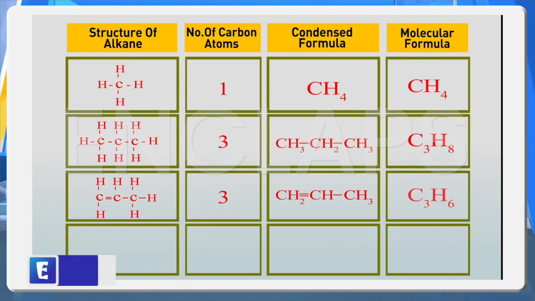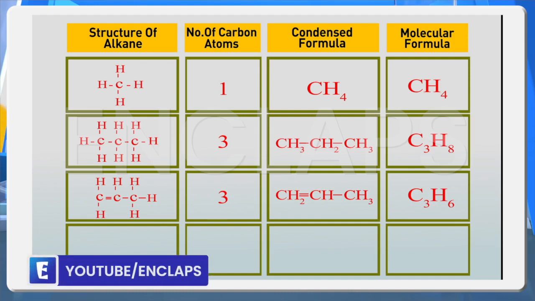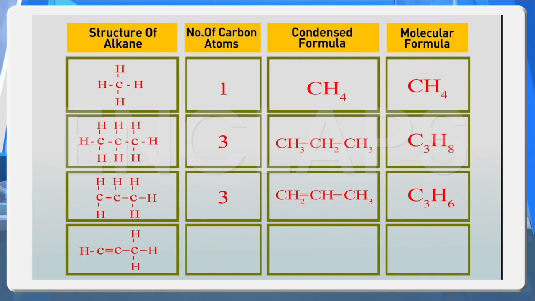What is the molecular formula? Total 3 carbon atoms and 6 hydrogen atoms. So the molecular formula is C3H6. Then first carbon atom, there is one hydrogen in that carbon atom. Then there is a triple bond between the next carbon atom. Then the third carbon atom, in that carbon atom there are 3 hydrogen atoms. So total 3 carbon atoms.